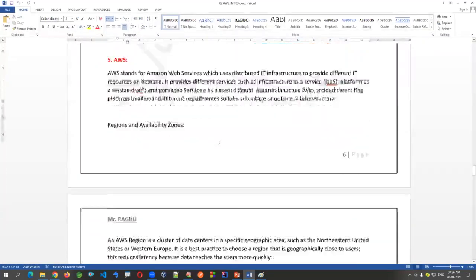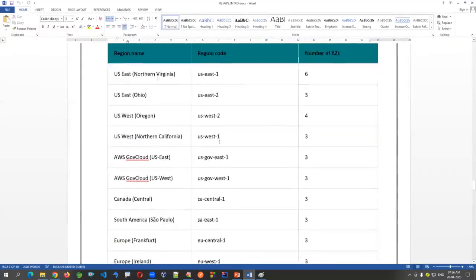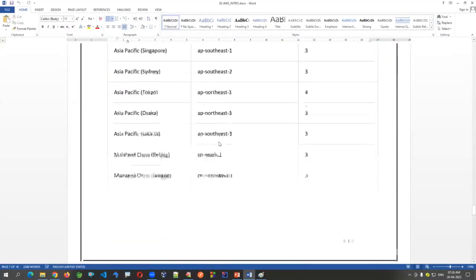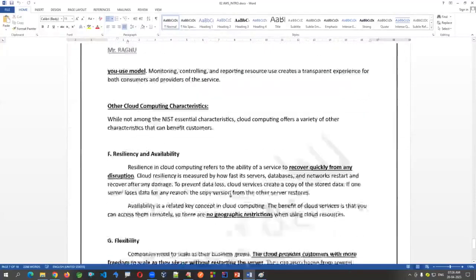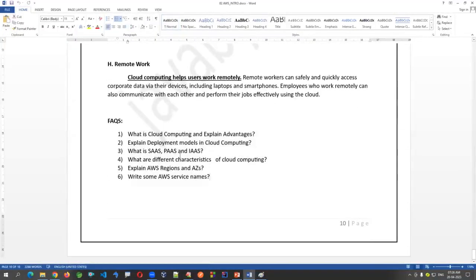Next, I have listed AWS and their regions. At last I gave some questions. After listening to this session, try to answer all these questions, whatever you understood, and share them in the WhatsApp group, or you can send an email to me.